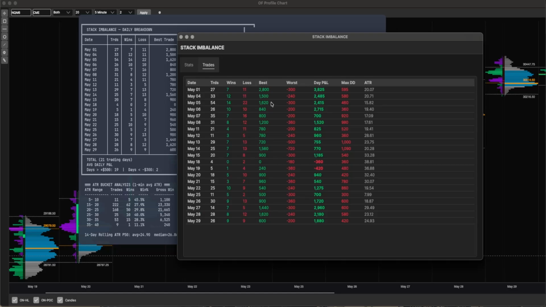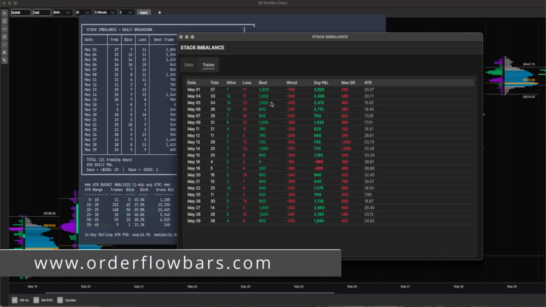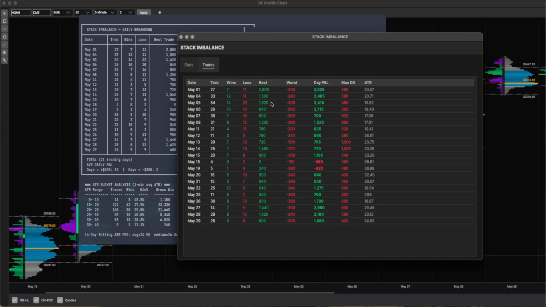You can easily get the Ninja Trader add-on and manually trade the stacked imbalances. I show you on stream. I'm going to be putting out another video with gold on a 30-second stacked imbalance chart that you can manually trade. And the Ninja Trader add-on has it.